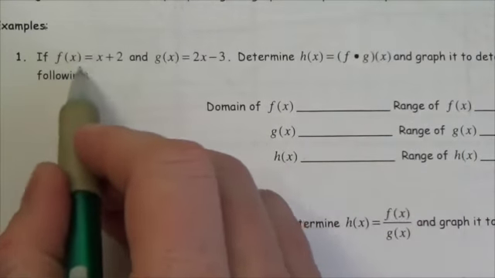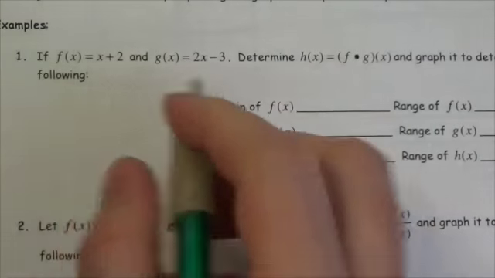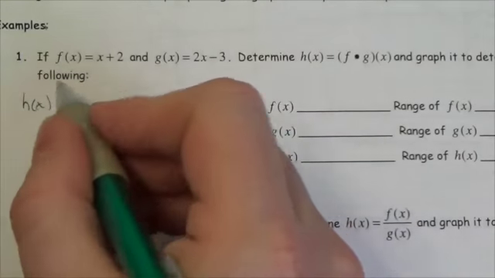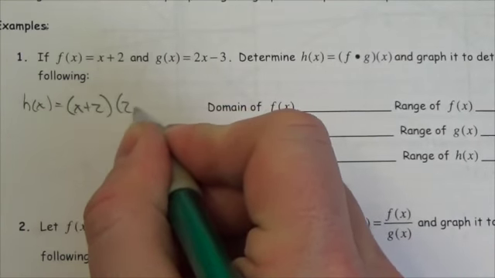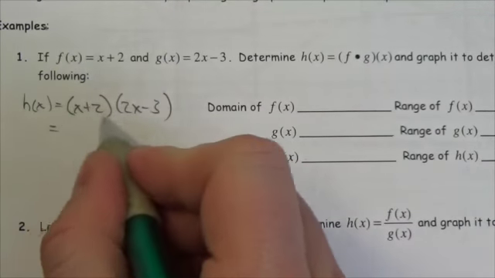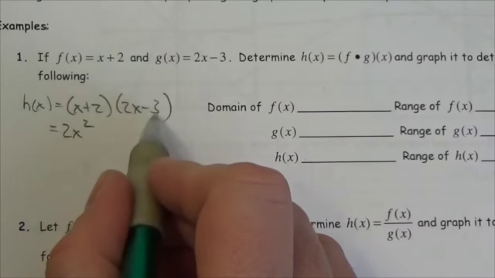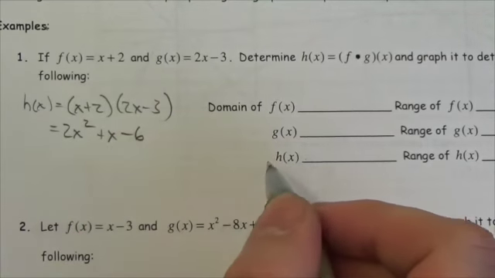So we've got f(x) is x + 2, g(x) is 2x − 3. We're going to multiply those together, okay? Let's just do that right now. Let's go through the process of multiplying them so we know what we're looking at here. h(x) is going to be (x + 2) times (2x − 3). Multiply that, we're going to get 2x². What do we got here? −3x + 4x, so + x − 6.